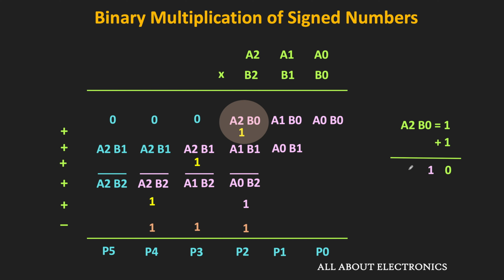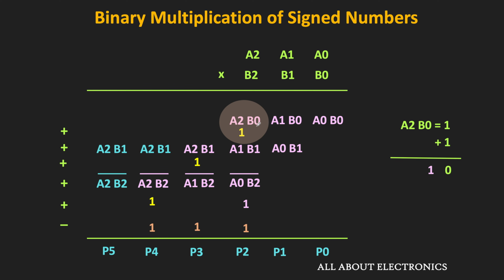So as you can see, even if the A2B0 is equal to 1, after the addition of the 1, all the sign extension bits will become 0. And since they are 0, there is no point of writing them. So in general we can say that when we add this 1 to this A2B0 bit, irrespective of the value of this A2B0, all the sign extension bits will vanish.